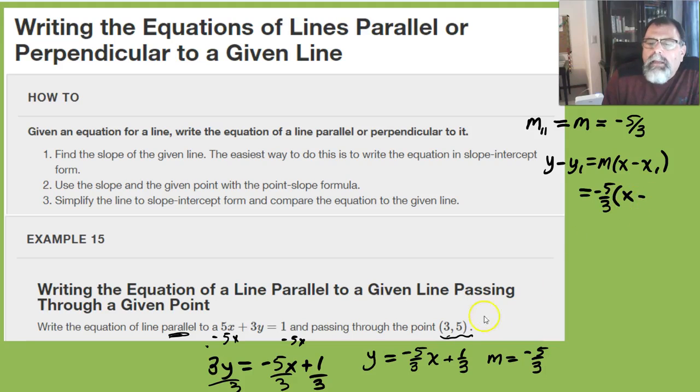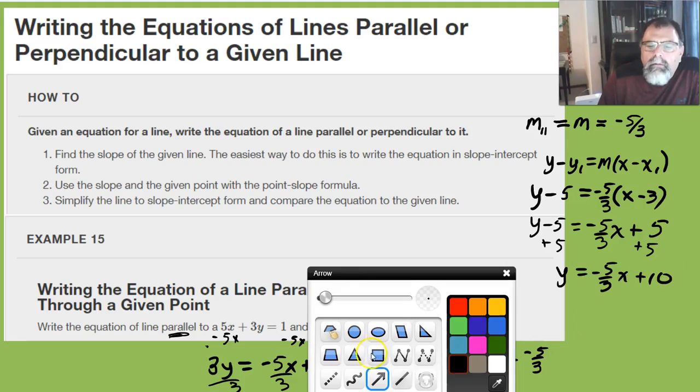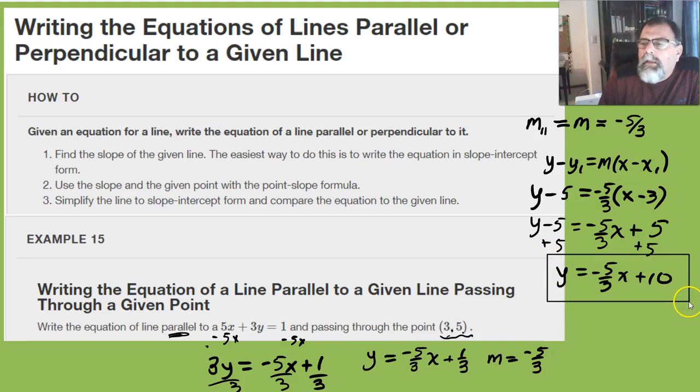So x minus x1 is 3. Y minus y1 is 5. Then convert it to slope-intercept form. So distribute the negative 5/3. Negative, negative make positive. The 3's cancel. Then I'm going to add 5. So y equals negative 5/3 x plus 10. That is my answer.